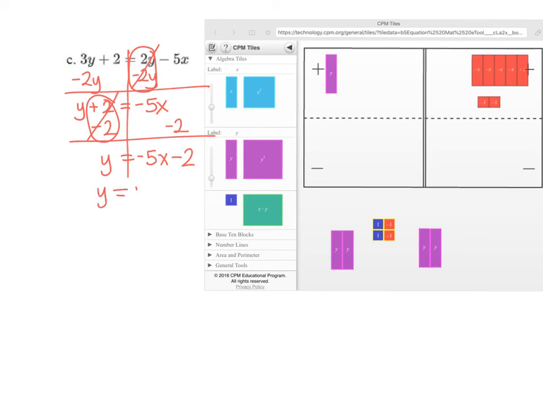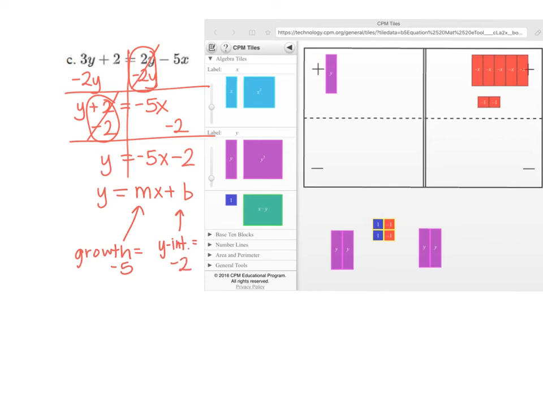Okay? This equation is in y equals mx plus b form. So now I know that the growth, or the m value, is negative 5. And the starting value, or the y-intercept, is negative 2.